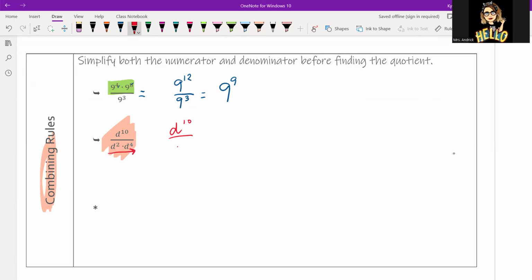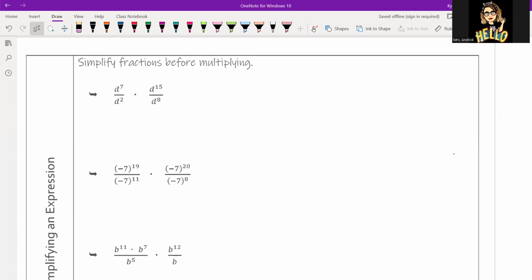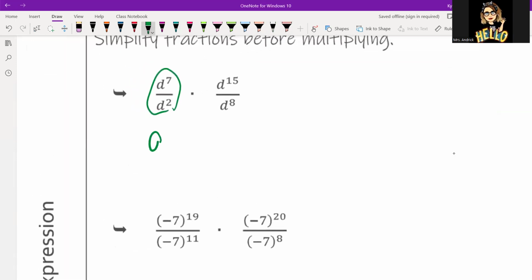So we have to simplify our denominator, which means we add, and then we'll subtract, to get d^4. Okay, so let's go to the next one. So sometimes you'll have a whole expression, this big thing. We are just going to simplify the two fractions separately and then multiply straight across. So let's do that. Let's simplify this one first. This becomes d^5, right? Because 7 minus 2 is 5, times 15 minus 8 is 7.